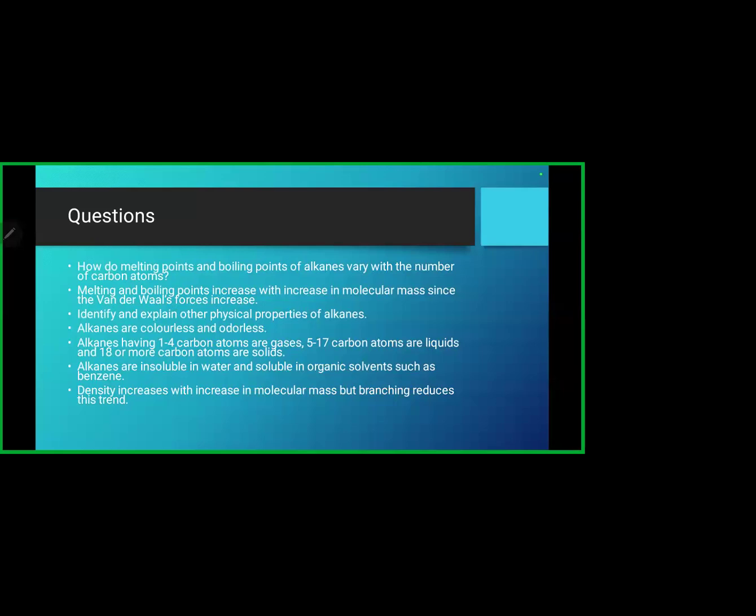For 1 carbon atom, we have methane. For 2 carbon atoms, it's ethane. For 3 carbon atoms, it's propane, and for 4 carbon atoms, it's butane. Butane. Okay, thank you so much.